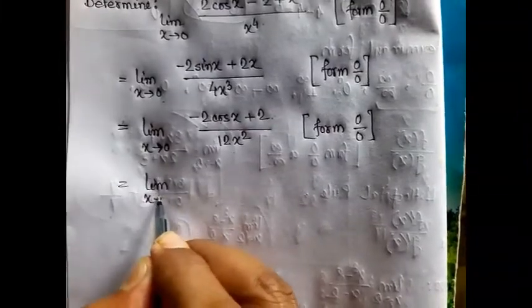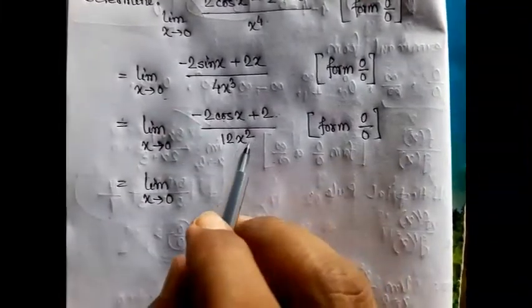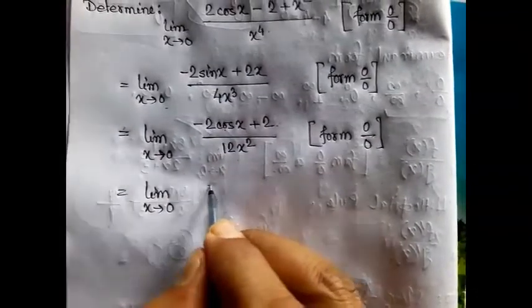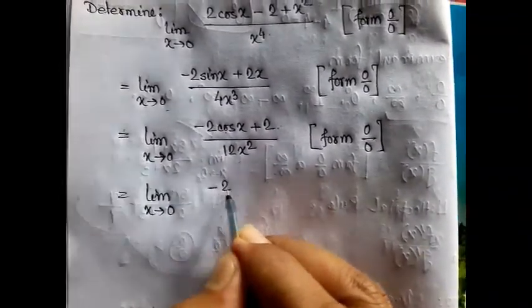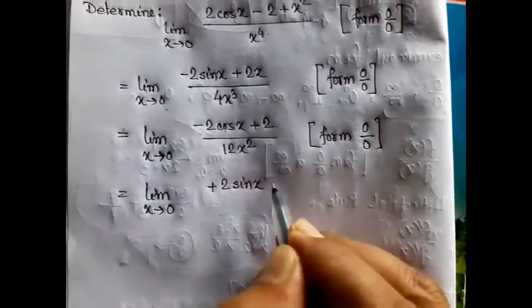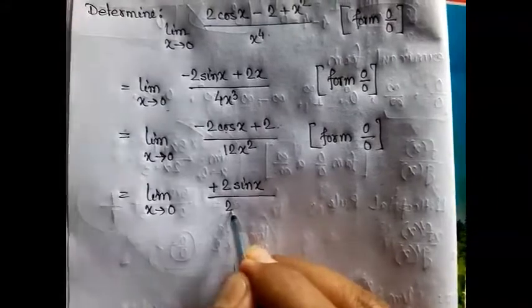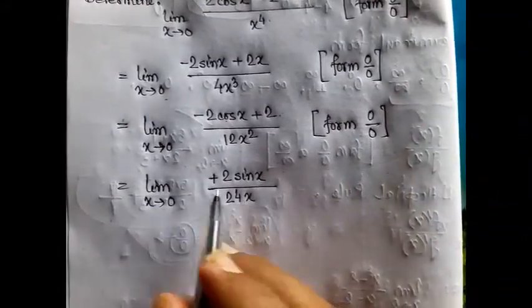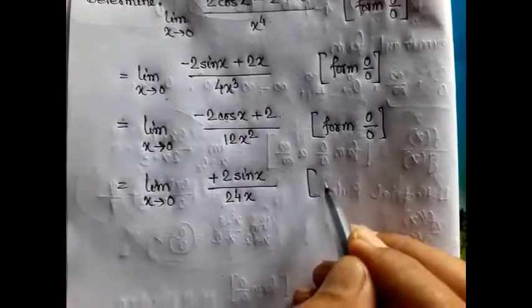When you get an indeterminate form, you can repeatedly use L'Hospital's rule. So it will be minus 2 cos x; the derivative of sin x will be plus, and the derivative of the constant is 0, and 24x. Very good. Again if you try to put in the value here, it will be 0 by 0.